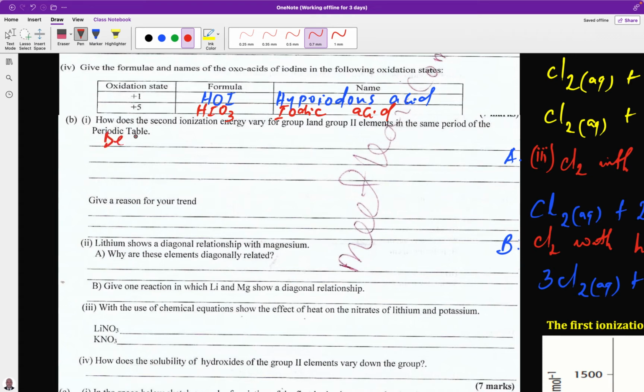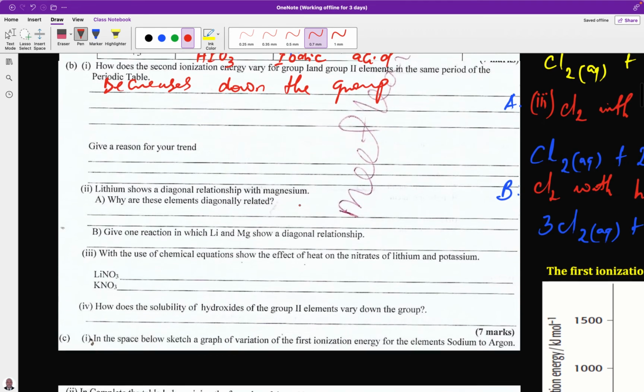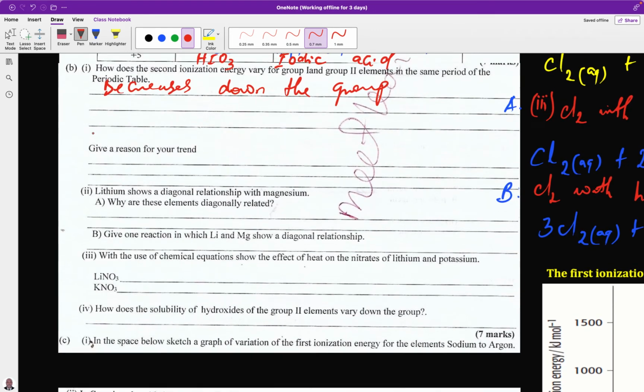It decreases down the group. We can say the second ionization energy of group 1 and group 2 decreases down the group. Then give reason for your trend. Why does the second ionization energy of group 1 and group 2 decrease down the group? The first reason for this will be, as you go down the group of the periodic table, what happens?